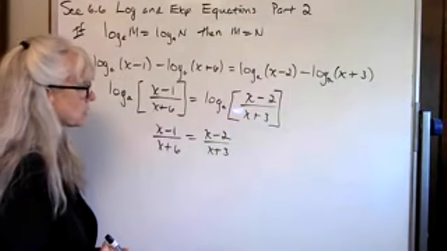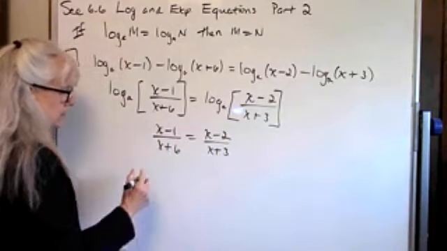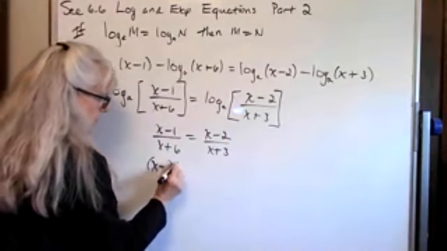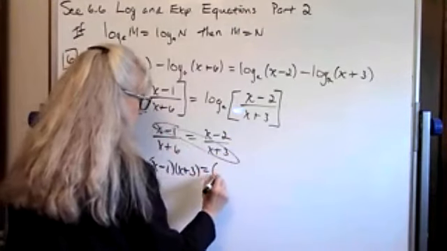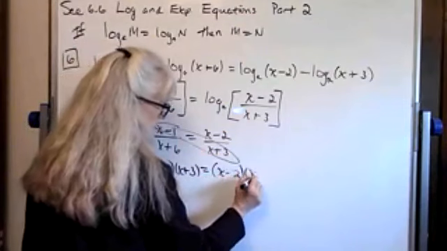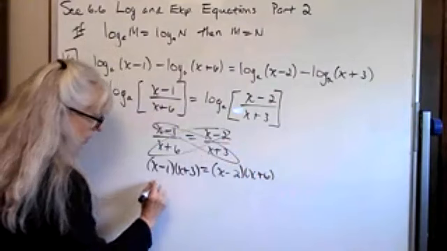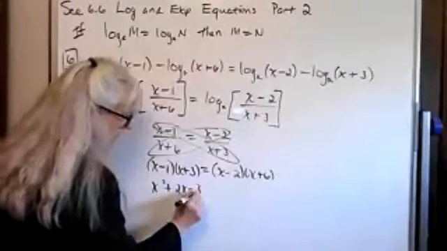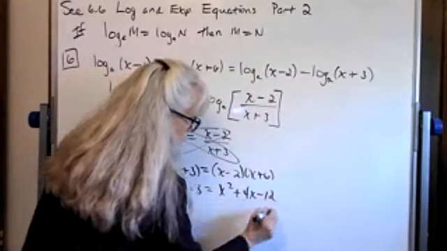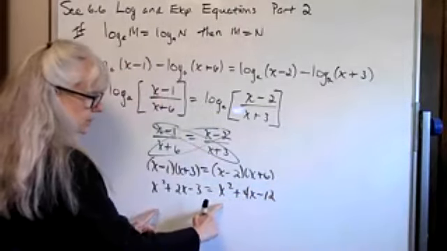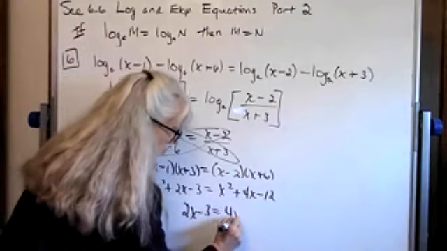In this case, what we're going to do is cross multiply to get rid of those fractions. So I'm going to multiply the left side by the x plus 3, the right side by the x plus 6. That'll give me x minus 1 times x plus 3. Again, that's this cross. That is going to be equal to x minus 2 times x plus 6, which is the other cross. Multiplying this out, it's going to give us x squared plus 2x minus 3 equals x squared plus 4x minus 12. The x squareds are going to cancel if I try and move them, so it is just a linear equation. 2x minus 3 equals 4x minus 12.